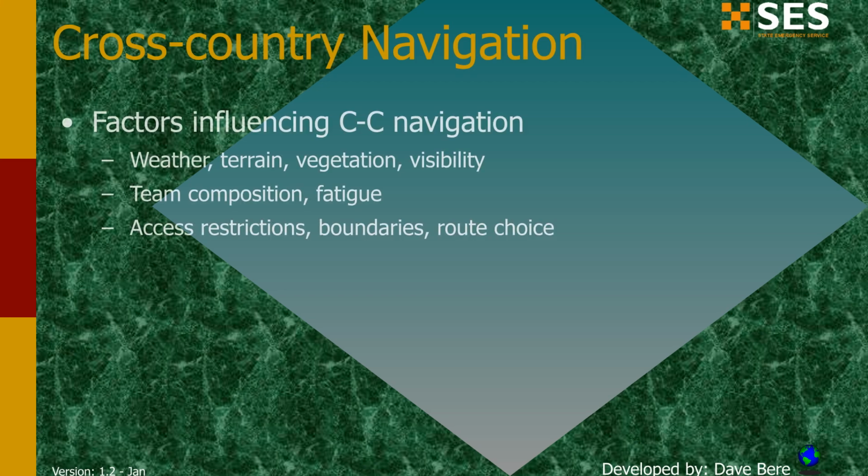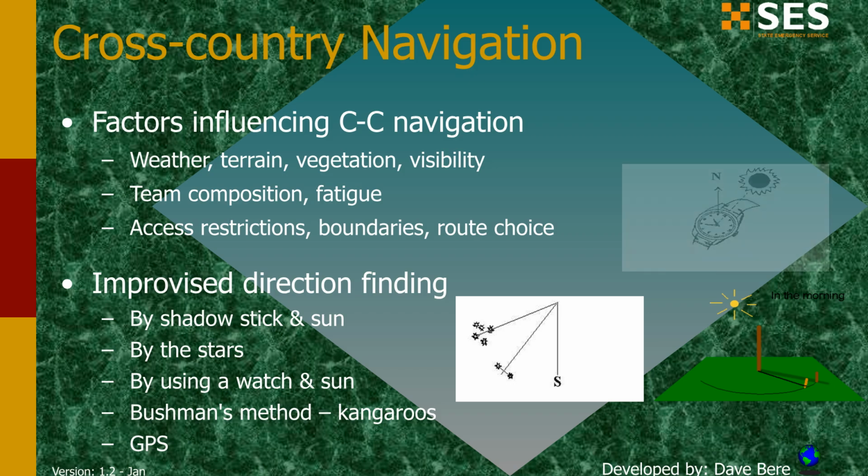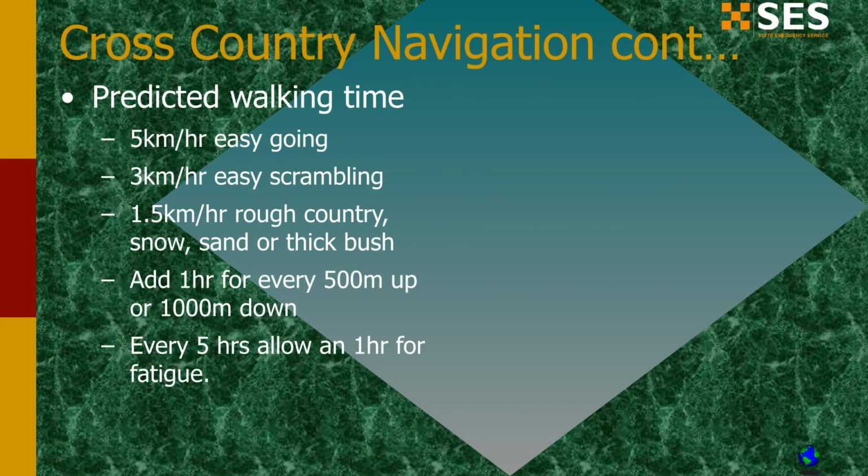Cross-country navigation is influenced by factors like weather, terrain, and team fatigue. Improvised direction finding can be done using the shadow stick and sun, the stars, a watch and sun, or even a GPS. Predicted walking time varies based on terrain, from 5 kilometers per hour for easy walking to 1.5 kilometers per hour for rough country. Allow extra time for elevation changes and fatigue.